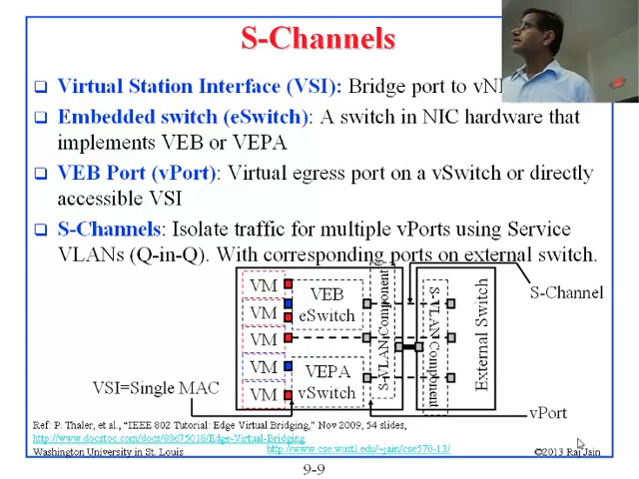Okay, so let's just remember. So we know what is a VSI. VSI is this set of ports. Embedded eSwitch. eSwitch is something that is in the NIC hardware that can implement VEB or VEPA. And then vPort is the VEB port, the virtual egress ports. These are the egress ports of the switches. Egress ports on a switch are ports on the vSwitch directly, okay? Or if they're directly connected, then there is also a vPort. And the S channels are these logical things which have been set up.